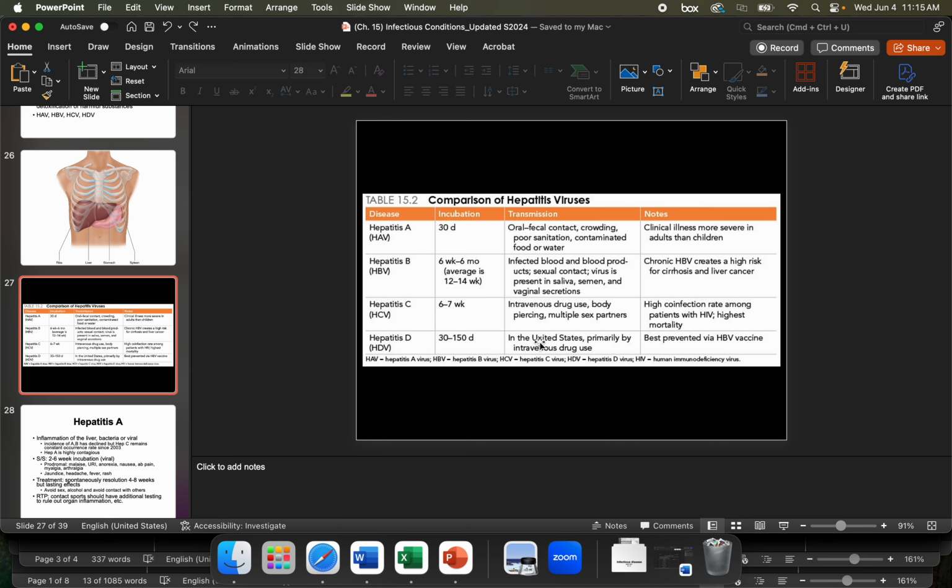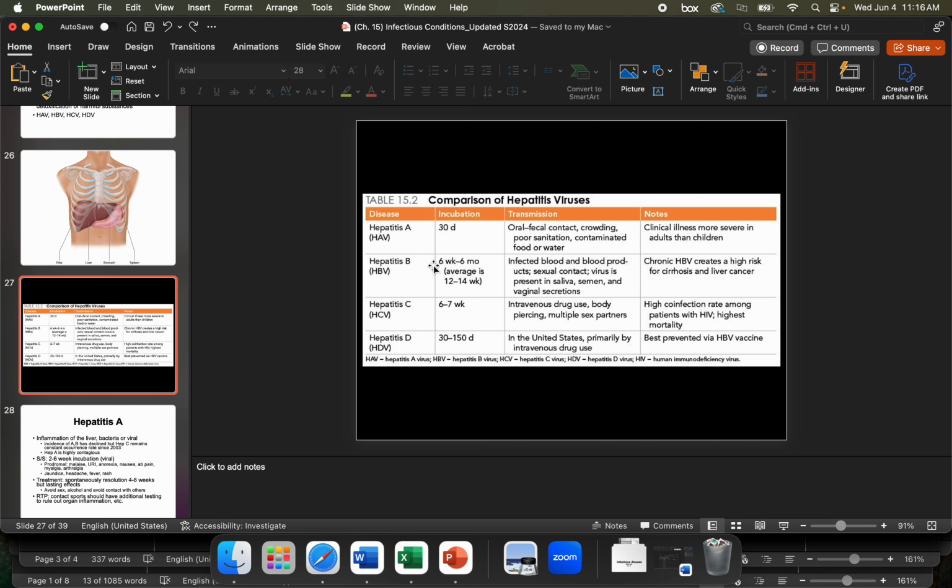Hepatitis A is still alive and well. If someone develops hepatitis A, it's usually through oral fecal contact, poor sanitation, or contaminated food or water. It's one of those reasons I would never recommend drinking water that hasn't been filtered. If you want to drink sketchy water, that's on you, but I wouldn't do it regularly. It has an incubation period of about a month, and then it'll come on.